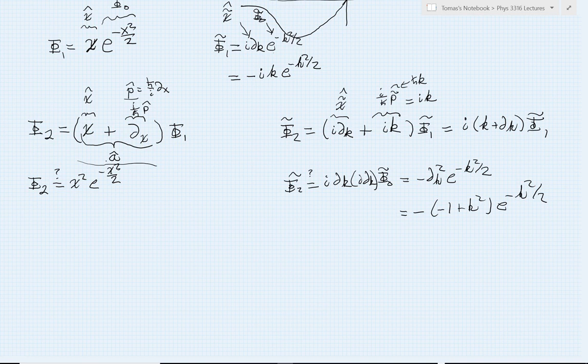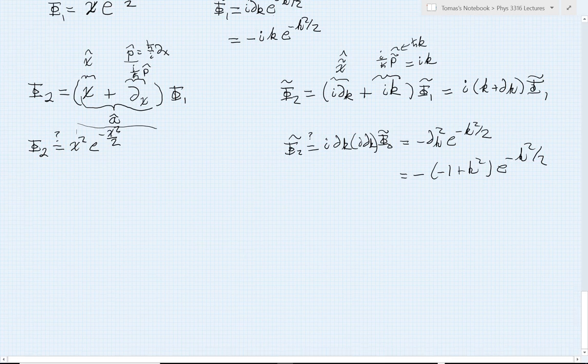Great, so now we've got a way of generating our function phi 2. Let's try it out and see how we do. What will our new state be? So let's try.